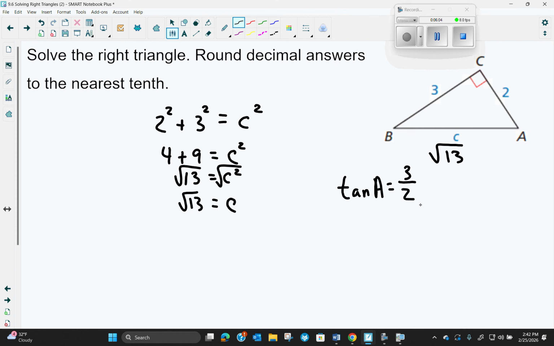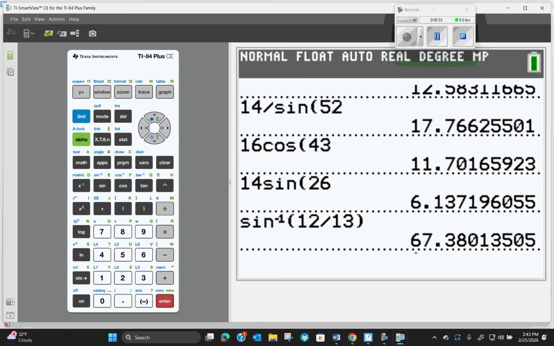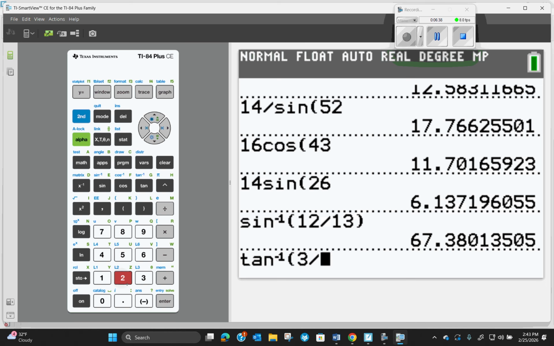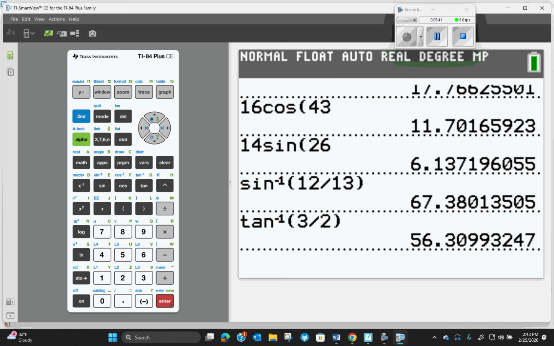Okay, so what I can do is then I can say inverse tangent of A, or inverse tangent of 3 over 2, give me the measure of angle A. Okay, so in my calculator, I'm going to go second tangent 3 divided by 2. Enter. And my angle A is 56.3.